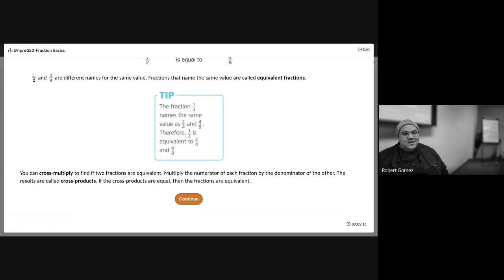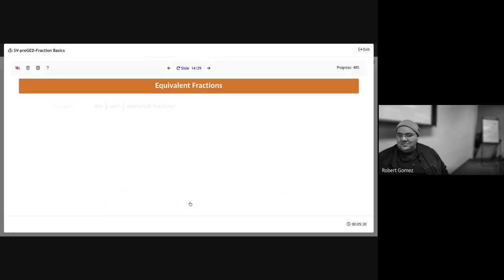Now, how do you check that? Well, to check it, you can cross multiply, right? So what you do is multiply the numerator of the fraction by the denominator of the other. And if the products are equal, the fractions are equivalent. Hopefully they'll show you right now. Okay, let's take a look at this example. Our 6/8 and 3/4 are equivalent fractions.